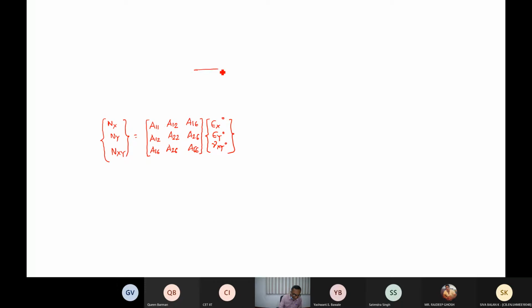Suppose you have a laminate which is subjected to only Nx, or only Ny, it doesn't matter. And suppose it's a specially orthotropic laminate. Therefore, you have to find out the mid-surface strains and curvature. So what this equation comes down to, because Ny is 0, Nxy is 0, therefore it is only Nx, 0, 0.